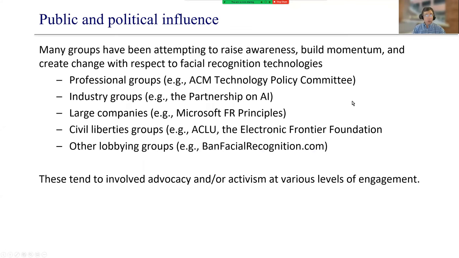So there are groups, of course, that influence those sorts of legislation or influence the lawmakers, or try to. There are various professional groups, including, for example, the ACM for computing. There are various industry groups. For example, there's a group called the Partnership on AI, which includes a lot of companies you would know quite well. There are companies themselves, companies like Microsoft, who I actually think has done a pretty good job in putting forward principles for face recognition and for artificial intelligence ethics that I think are pretty well done.